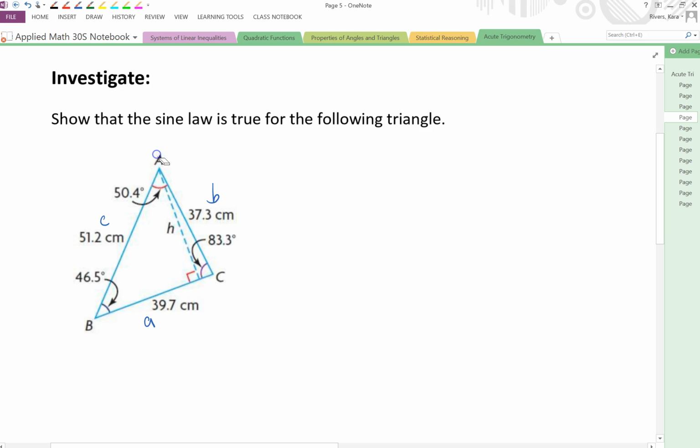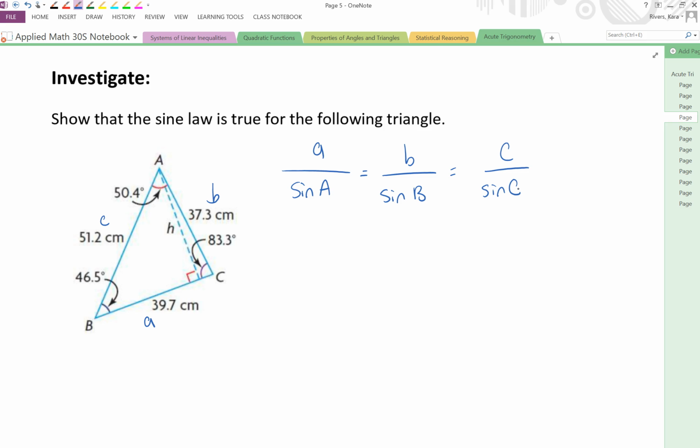So if we rewrite our formula, a over sine of angle A is equal to b over sine of angle B, and c over sine of angle C, we can substitute all of the information and see if this formula is actually holding true. Side a is 39.7. And then angle A is 50.4, but it's sine of 50.4 degrees. And so on. So continue to fill that out.